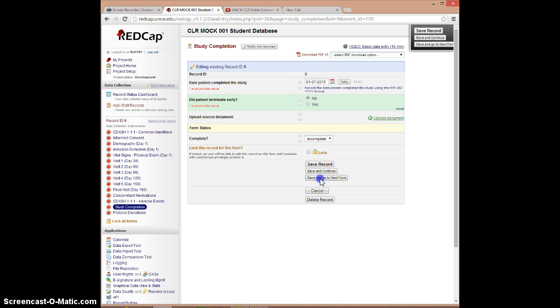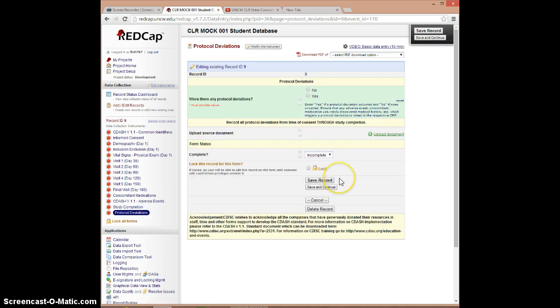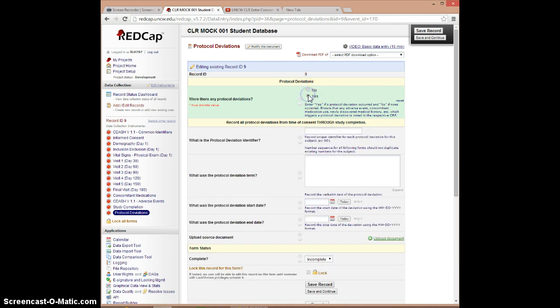So we're going to do save and go to next form and talk about a protocol deviation. You might have noticed as you were entering your patient that they missed more than 2 doses. And that is a protocol deviation, and in fact they should have been taken off of the study. So we are going to say yes, there were some protocol deviations, and again we have this unique patient or protocol deviation identifier like we had for the CONMED and adverse event form. This is the first deviation the patient had.